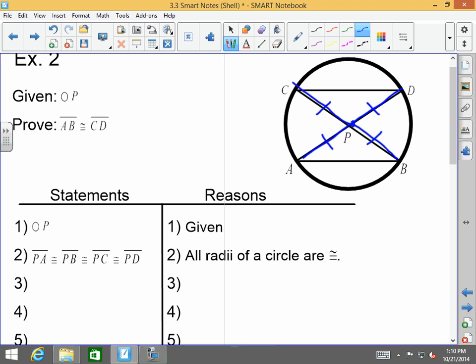No, you do not have a triangle congruency yet, my brother. Don't get mad at me. There's no triangle congruency yet. You're darn close, though. What do we know, though?